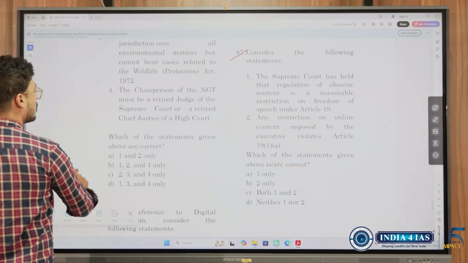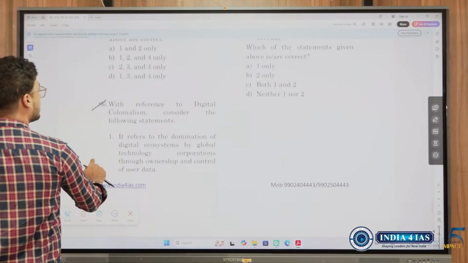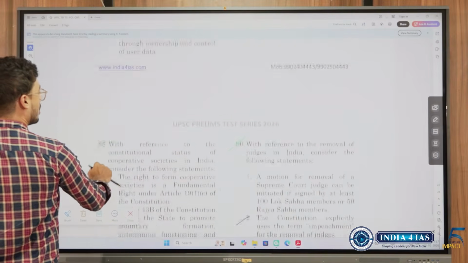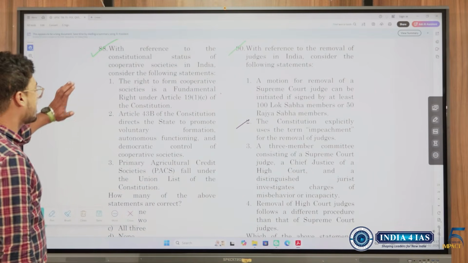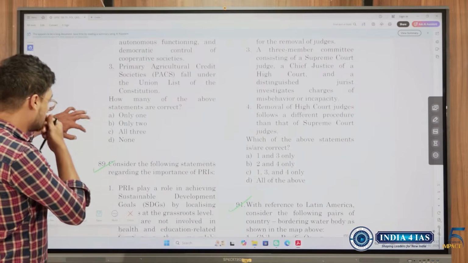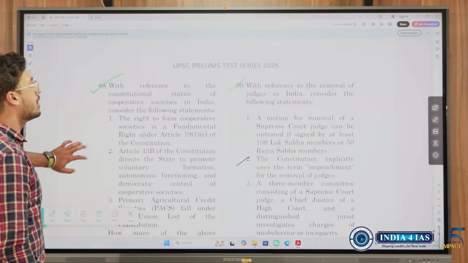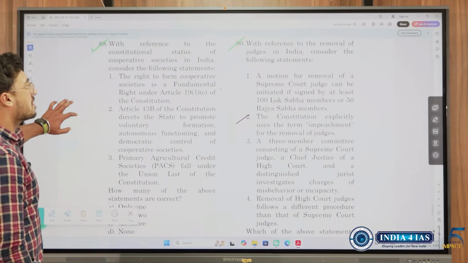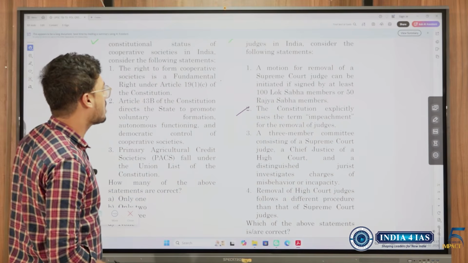Moving ahead, last few questions. Question on Supreme Court, I leave it to you. Simple question. Okay, constitutional status. This is a simple thing. I leave it to you. Importance of Panchayat Raj, simple question. I will leave it to you. Removal of judges. Even this is a simple question.